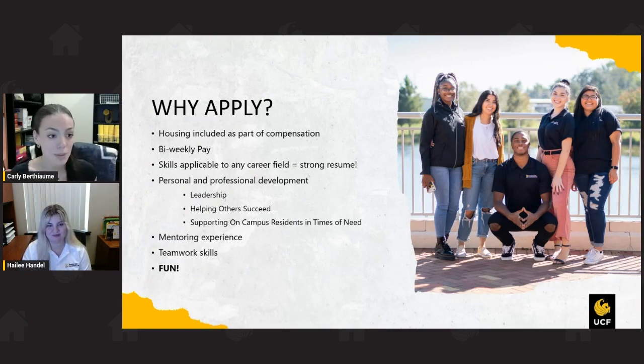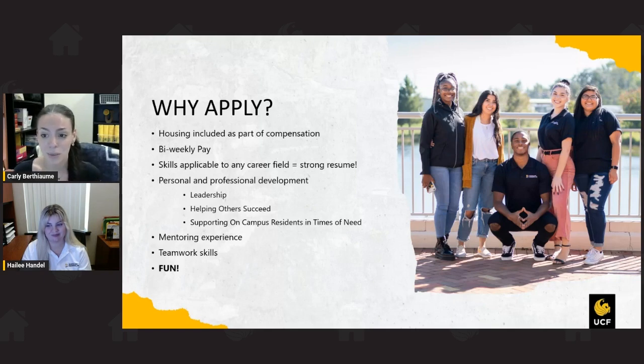You have a ton of experience in leadership, helping others and especially your residents succeed, and supporting on-campus residents in times of need. Because for a lot of these residents, some of them are first-time college students, and this can be a very daunting experience. So really being able to be there for them is so important. That kind of leads me into mentoring experience. That truly cannot be understated.